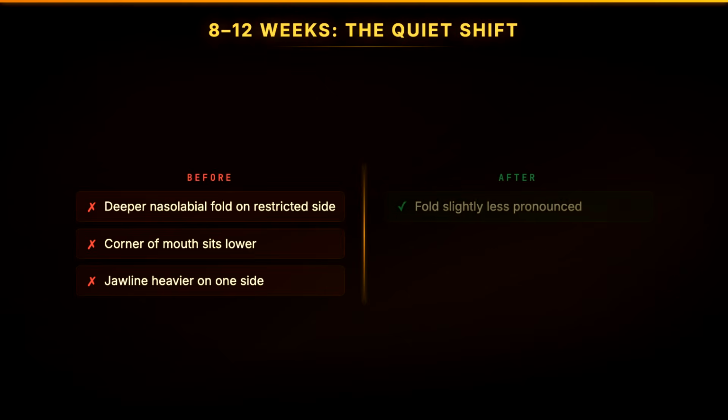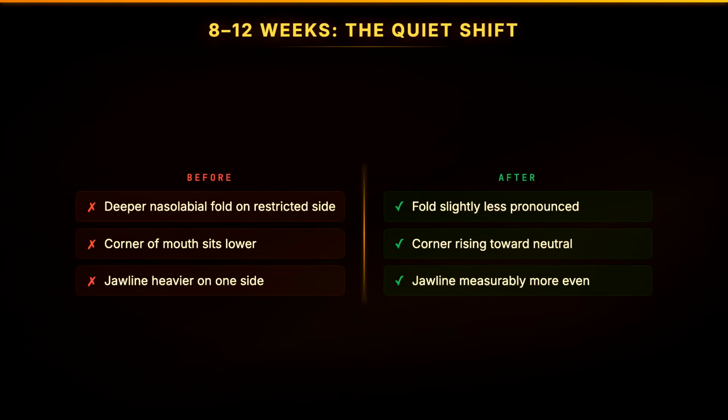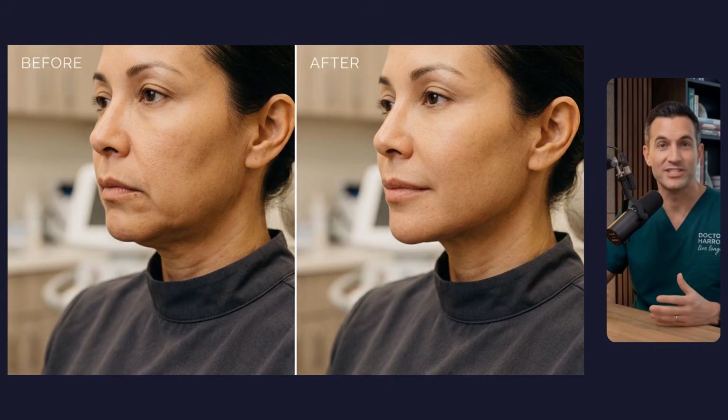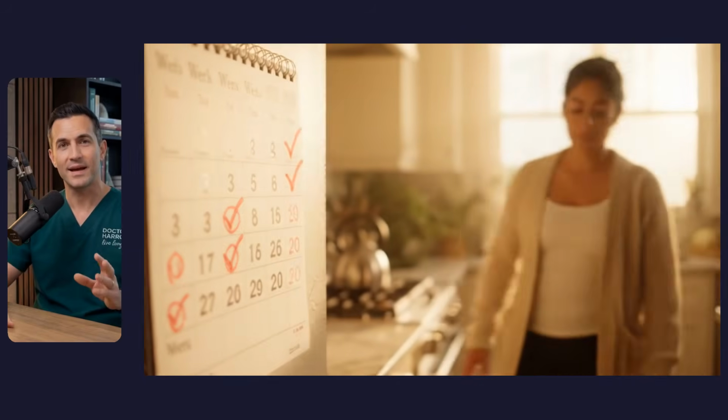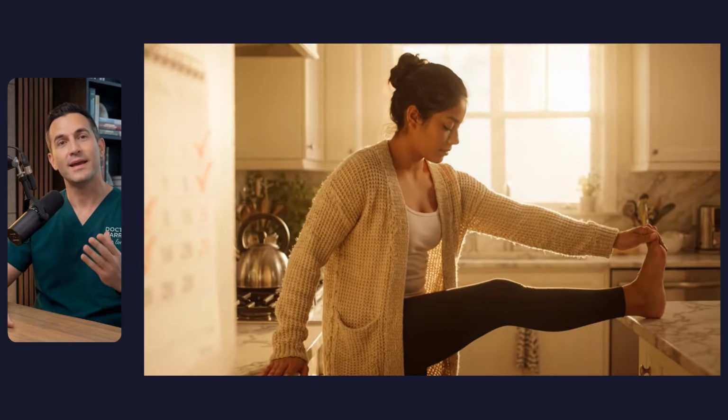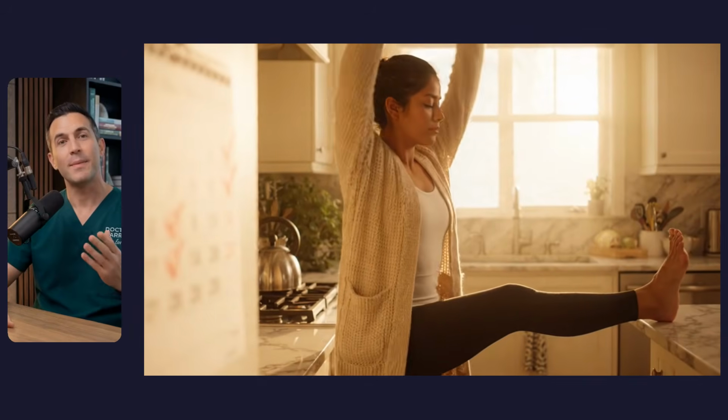Somewhere between 8 and 12 weeks, for most people practicing consistently, a photograph taken under the same lighting, same angle, same expression as one taken at the start will show a measurable difference in the asymmetry. Not a dramatic one, not the kind of before and after that gets used to sell something. A quiet one, the fold slightly less deep, the corner sitting slightly higher, the jawline slightly more even between the two sides. The kind of difference that a stranger wouldn't notice, but that you will notice instantly because you know exactly what you were looking at before.